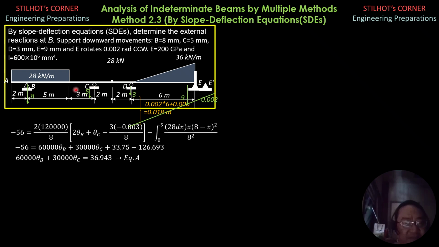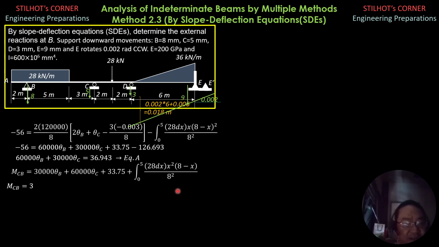We then set up MCB. The shortcut is we just interchange coefficients: 30,000 theta B plus 60,000 theta C, then plus 33.75, then plus the integral, where we interchange the squared factor. So 28 dx x squared, quantity 8 minus x over 8 squared, as shown in this equation.